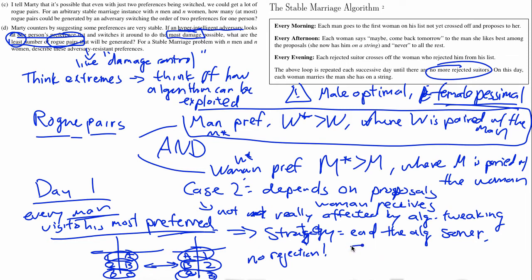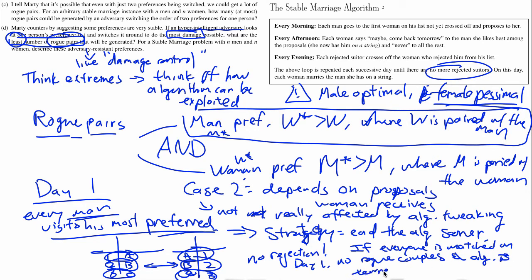So if everyone is matched on day 1, there are no rogue couples. Everyone gets their first choice. And the algorithm is terminated early. So we need to use this to our advantage.